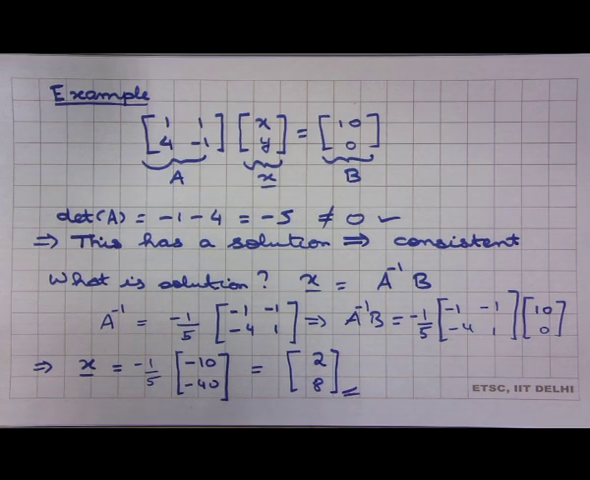So, what we have done here is the following. First, we have checked whether this system of equations has a solution or not, and in doing that we first calculate the determinant. The determinant is not 0, so it is a non-singular matrix, therefore it is a consistent system of equations. Then we say, okay, if it is consistent, what is the solution? This is the construction of the solution. Previously we have seen that the solution is A inverse times B, so we calculate A inverse, multiply it by B, and then we get the solution.